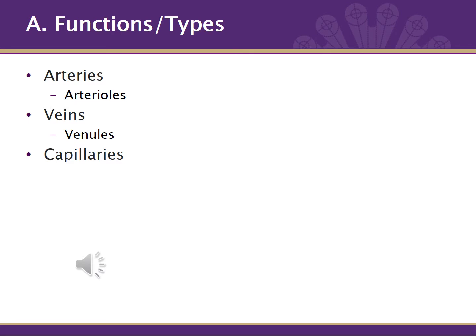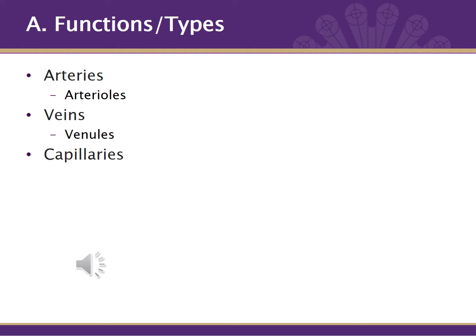Blood vessels can be divided into three different primary types. Arteries are large vessels that carry blood away from the heart. Systemic arteries are large vessels that carry oxygen-rich blood out to the body. Pulmonary arteries are large vessels that carry oxygen-poor blood up to the lungs. Arteries branch to form smaller structures called arterioles.